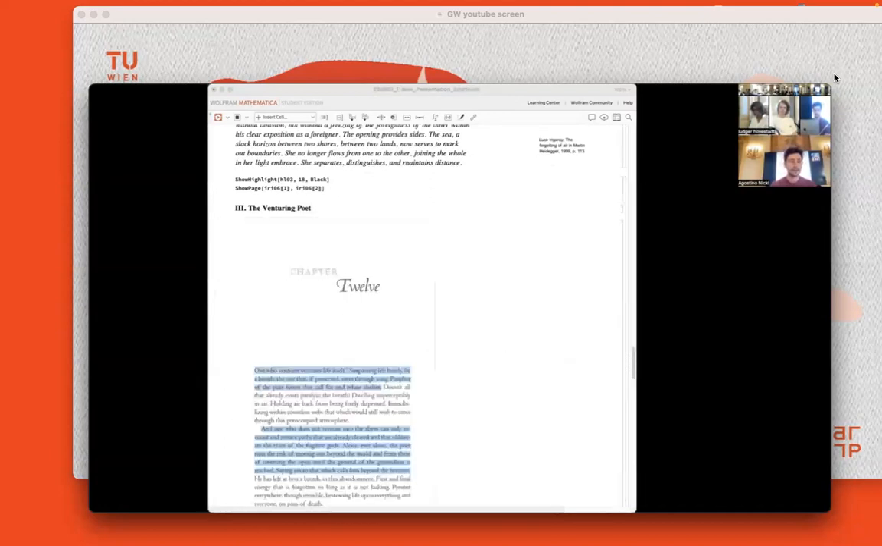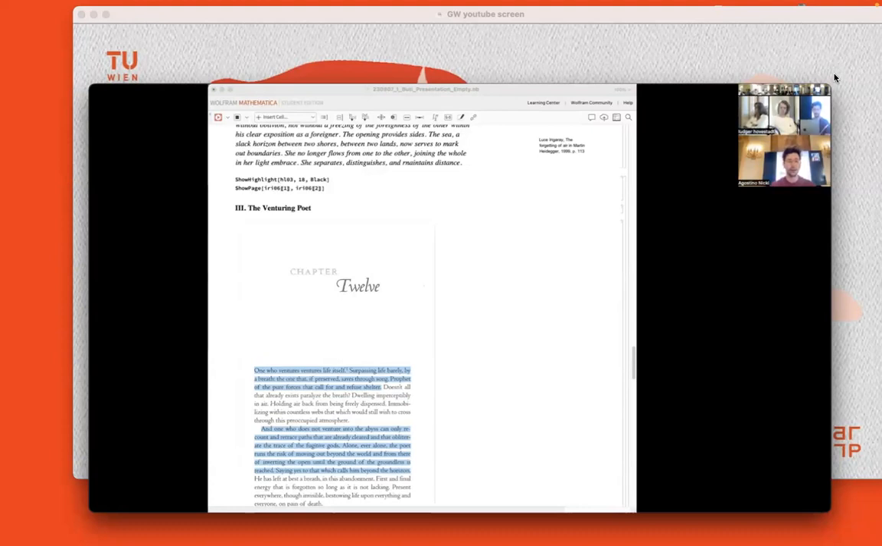Irigaray finishes the book by introducing us to the last figure, the venturing poet, starting with the abandonment of all language and meaning that are already produced in the venture. Only the venture, and no one knows where it leads. And further, one who does not venture into the abyss can only recount and retrace paths that are already cleared.